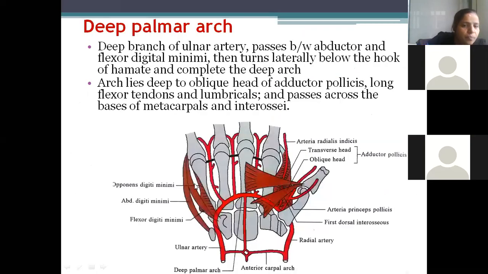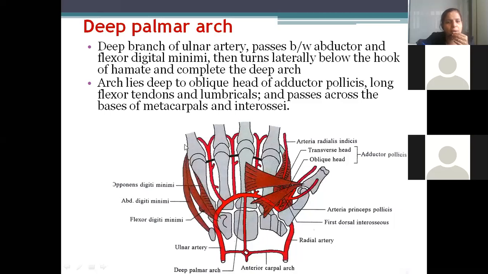So the deep palmar branch of the ulnar artery passes between the abductor and flexor digiti minimi. Then we are now talking about the course of the ulnar; radial is over. Now these are hypothenar muscles. It runs laterally below the hook of the hamate to complete the arch. So the arch is lying deep to the oblique head of adductor pollicis, lying on the long flexor tendons and lumbricals.